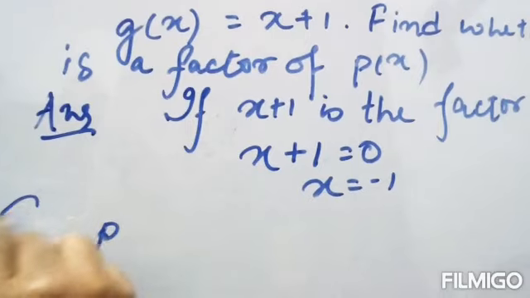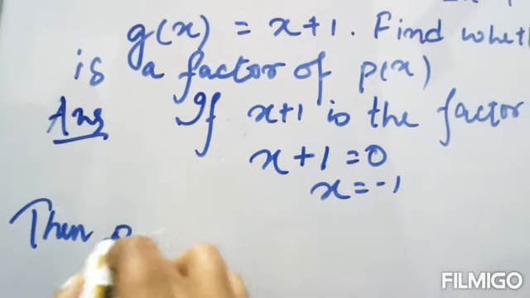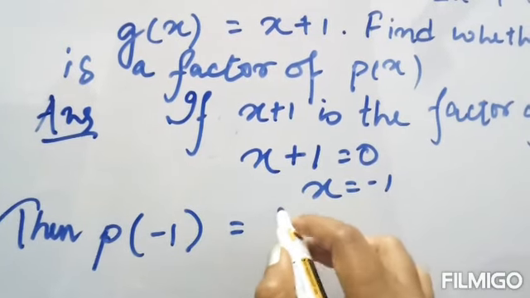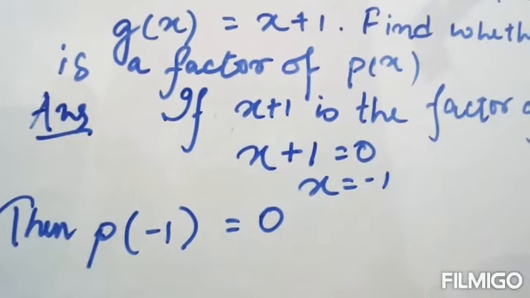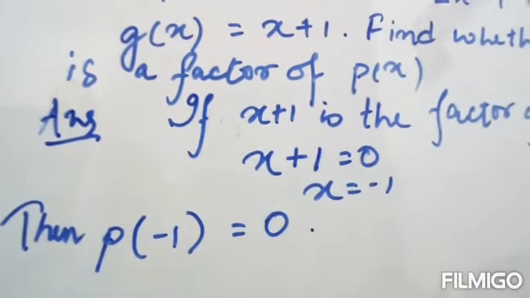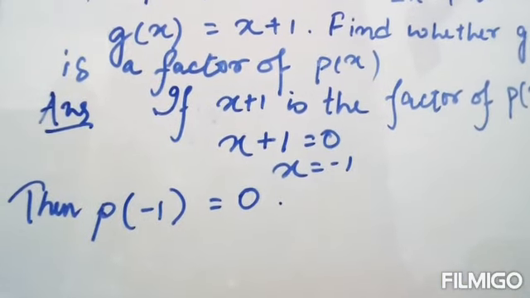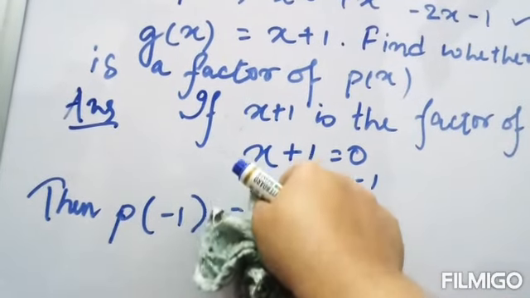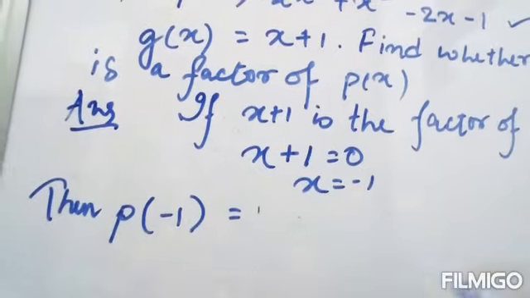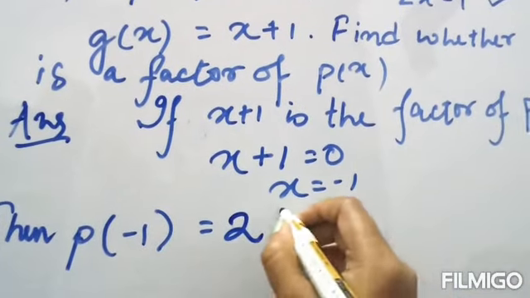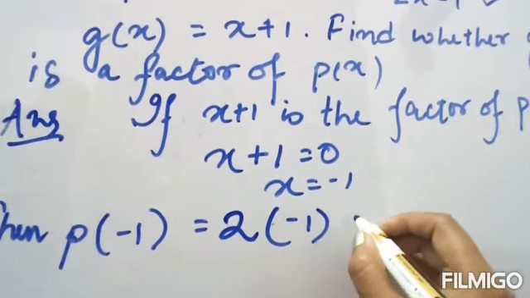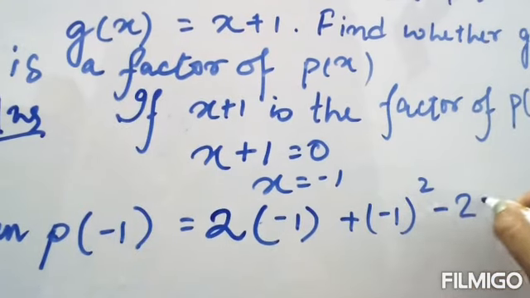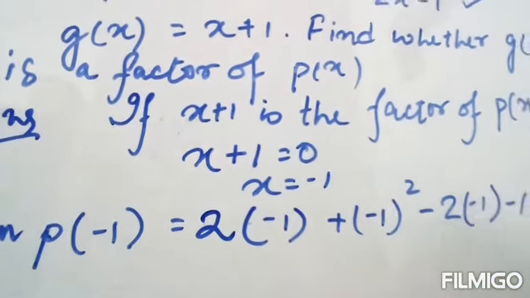Then p(-1) will be 0. But we don't know whether it will come as 0 or not. Let's check. If it is 0, then we'll say that it is a factor. So instead of x we will be substituting -1, plus (-1) square minus 2 into (-1) minus 1.